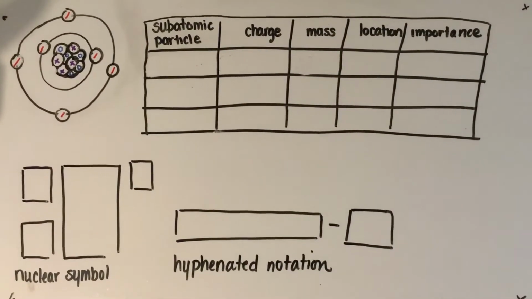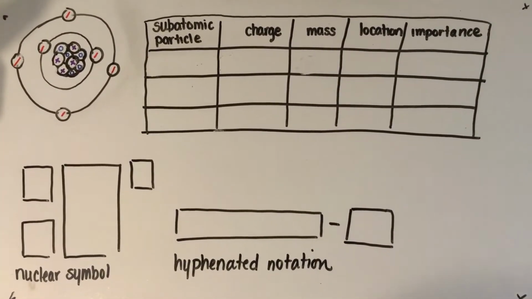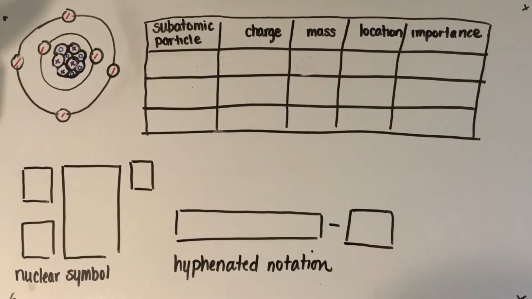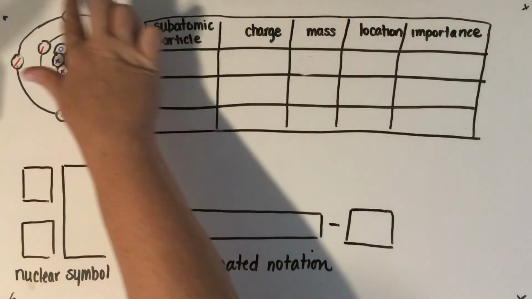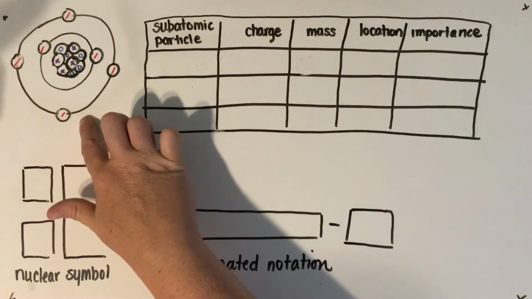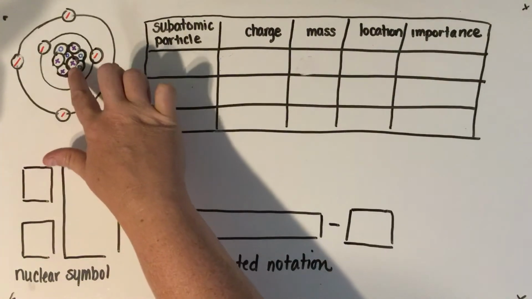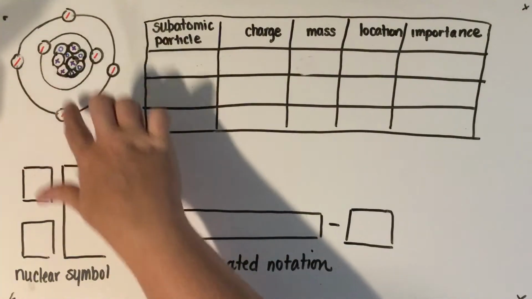The purpose of today's video is to review the three subatomic particles and the properties of each of these particles. We're going to use our basic understanding of these properties to then write and analyze nuclear symbols and hyphenated notations. If we look at our representative particle, our atom, you'll notice that there are three different color-coded subatomic particles.